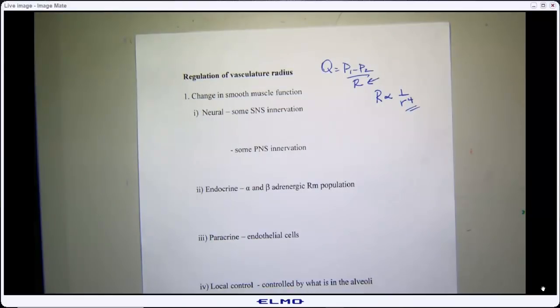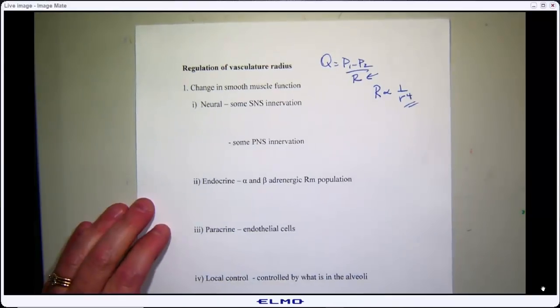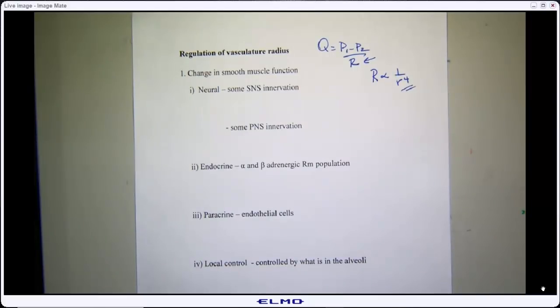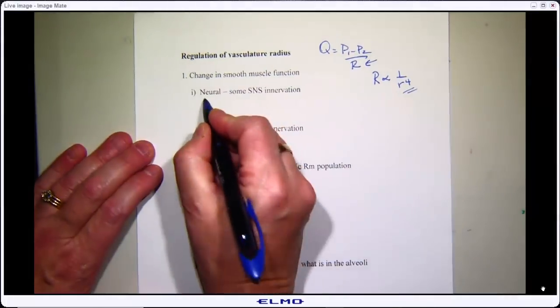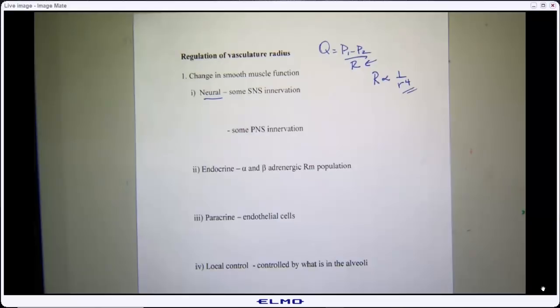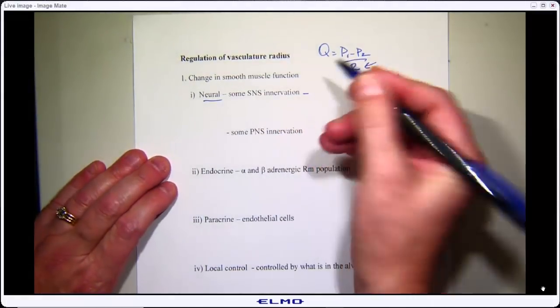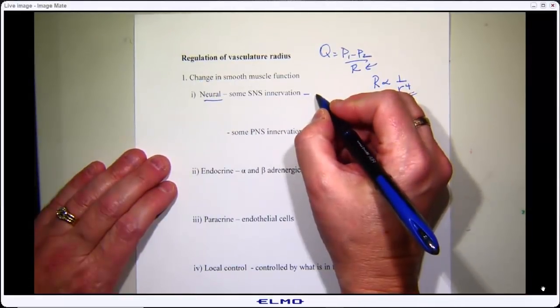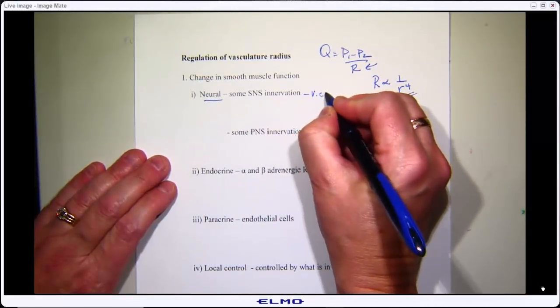We know we've messed with radius before: neural, endocrine, paracrine. These aren't going to come across as surprises, that we have this type of regulation up here as well. Indeed we do have some neural innervation, so we have some SNS innervation into the smooth muscle cells of the arterioles of this capillary bed, or of this vascular bed. And if we do increase SNS stimulation, we will vasoconstrict.